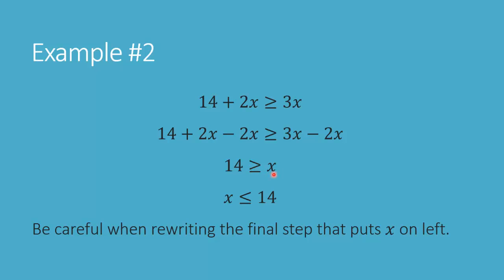And of course, you can also read this one way and then read it the other way, but you have to be careful when rewriting the final step that when you put the x on the left, doing so flips the relation. Otherwise, right here, we're saying 14 is greater than or equal to x. So if you read it the other direction, x is less than or equal to 14. We have to make sure that we use the right relationship sign so that these two stay equivalent.